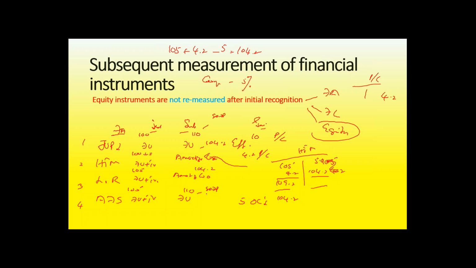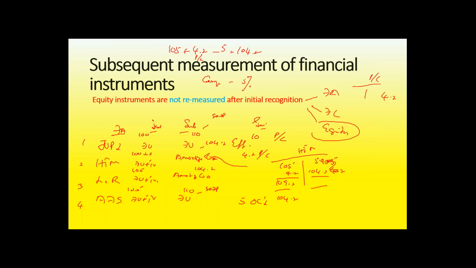And then the second one, we started off at 105, because the 100 plus the 5, so that was fair value plus transaction cost. But then we added the effective rate, and that will go to the P&L. Then we deducted the coupon rate we got, so the figure we will now have is the amortized 104.2, which will go to the balance sheet, and that 4.2 will go to the income statement, the P&L.